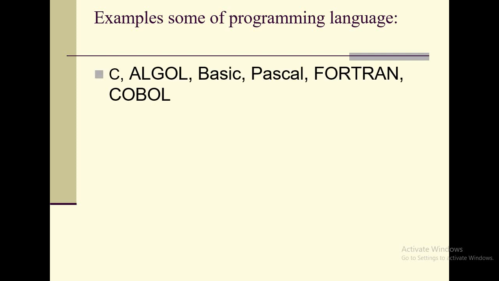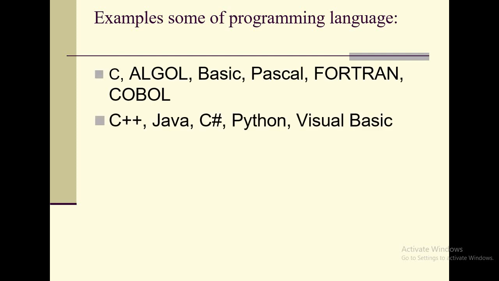Here are some examples of programming languages: C, Algol, Basic, Pascal, Fortran, COBOL, C++, Java, C#, Python, Visual Basic, and many more. But in our syllabus, we will learn about the C programming language later, and C is called the mother of all programming languages because the concept of programming language was developed by C.